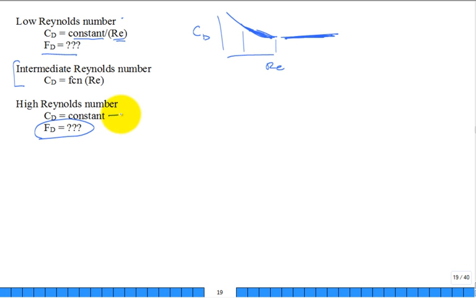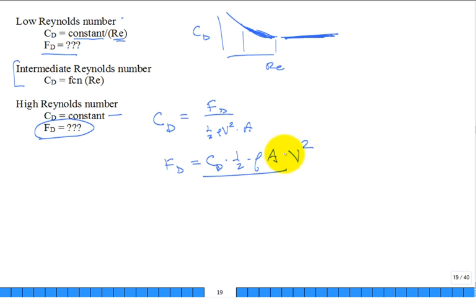In that case, because the drag coefficient's a constant, we go back, we say C sub D is equal to F sub D over 1/2 rho V squared times A. We find that F sub D is C sub D, the constant, times 1/2 constant times rho constant, A constant, V squared. So all of this is just another constant, times V squared. So the drag force at high Reynolds number, where it's Reynolds number independent and the drag coefficient is constant, is proportional to velocity squared.